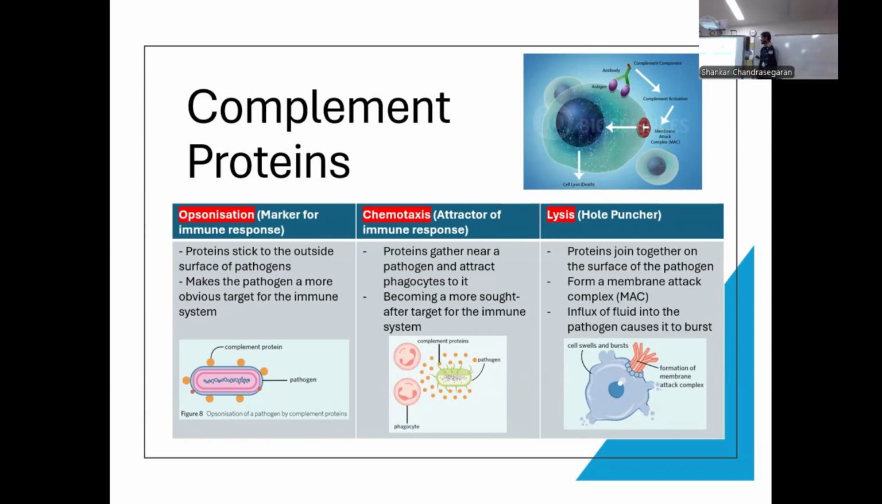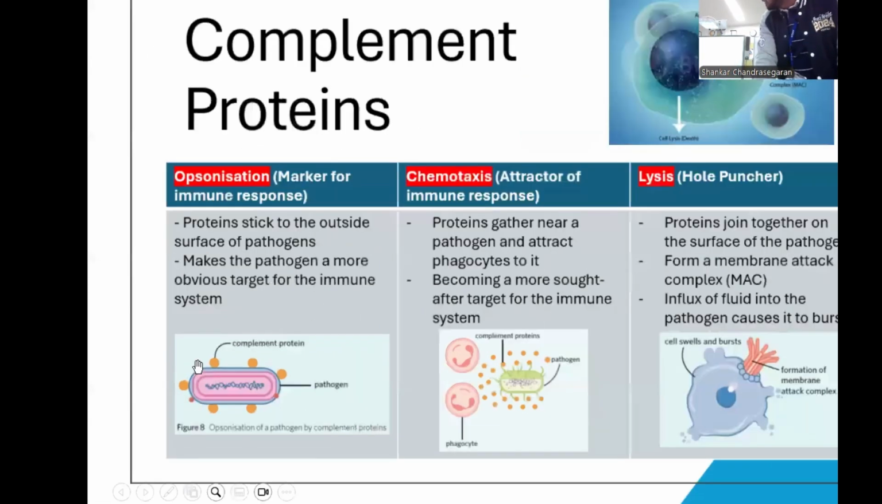Second is chemotaxis. This is where it becomes an attractor for the immune response, right? Not just something to allow them to identify the pathogen faster, but it actively attracts the immune response to the pathogen as well. How does it do this? It gathers near the pathogen and attracts the phagocytes to it, right? They act like a magnet, drawing in the phagocytes, at which point they will get exposed to the pathogen, right?